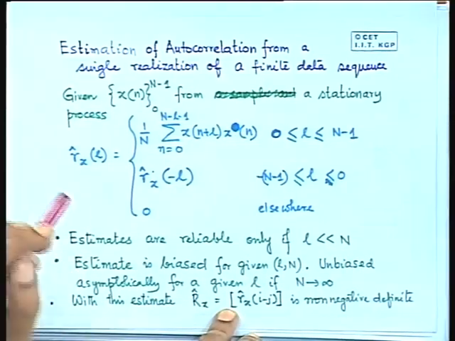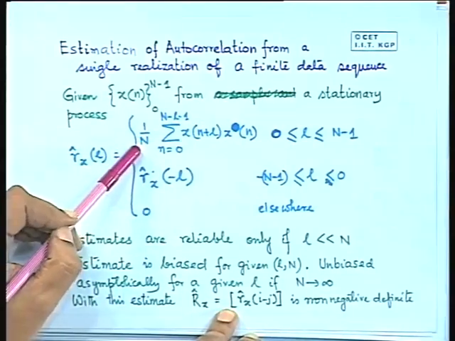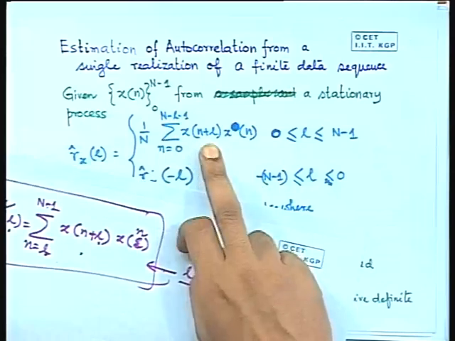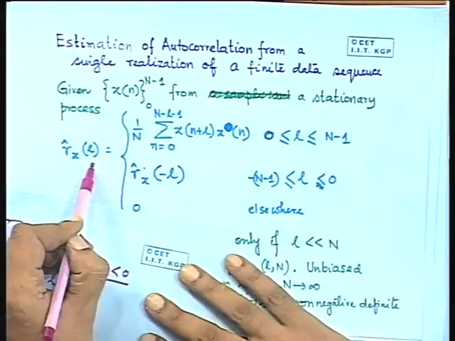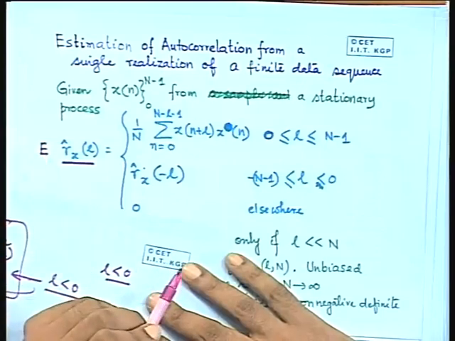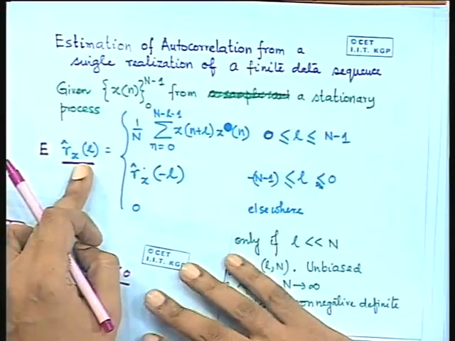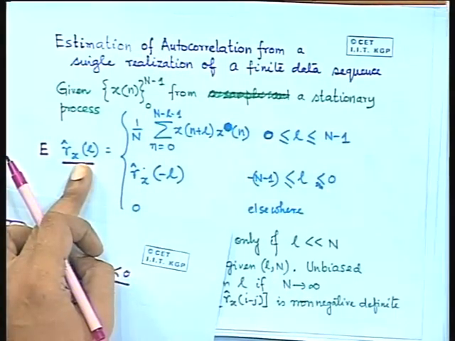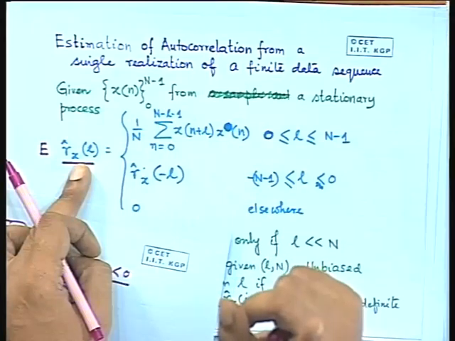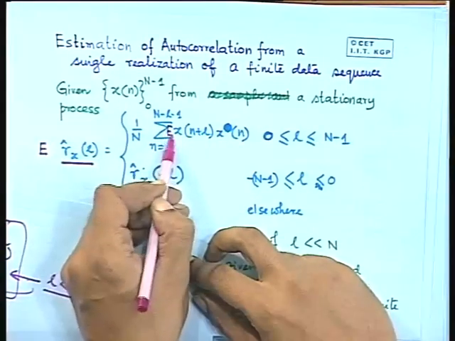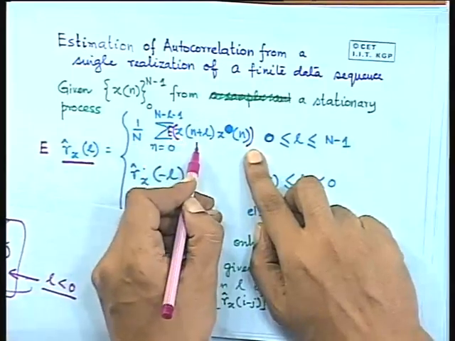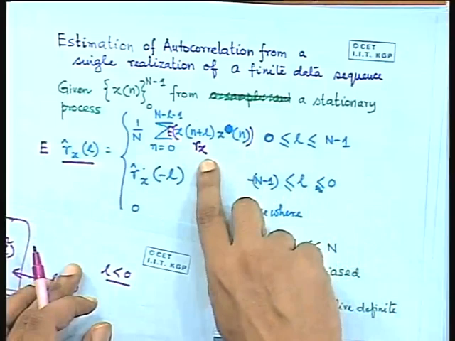Another important thing is that this estimate is actually biased for a given L and N. Why is it biased? Because of what happens if you take an expectation of this sum. This is the single realization correlation that you have calculated. Now let us take expectation of this. If I take expectation over multiple realizations, does this converge to the true Rx? It doesn't. Because if you put expectation here, each one of these terms will actually become Rx, the true Rx once you have taken expectation.